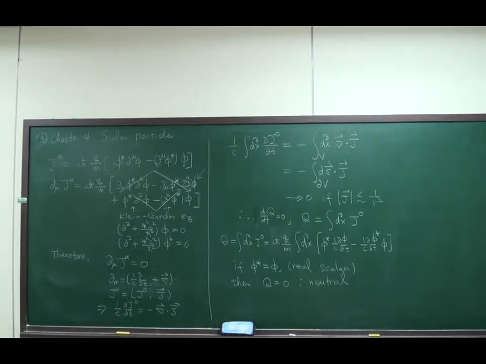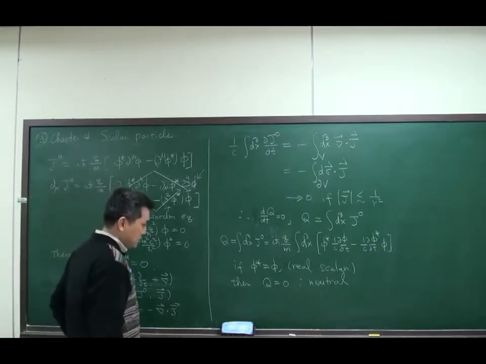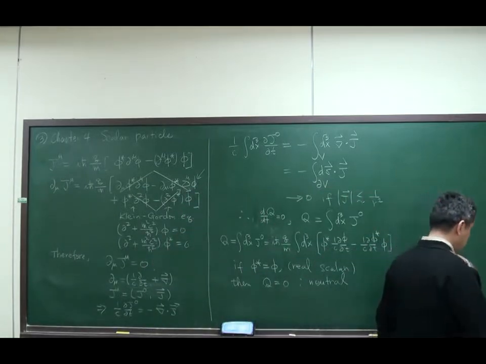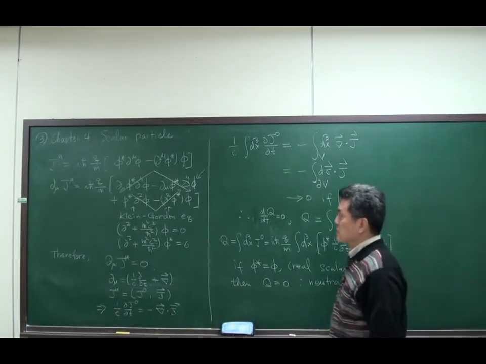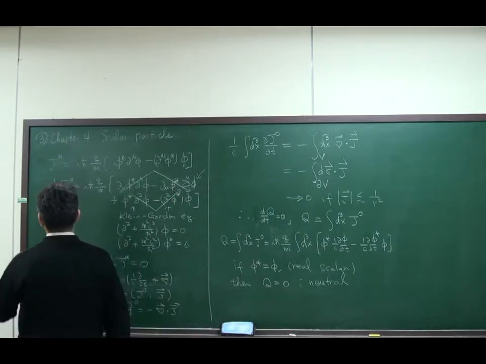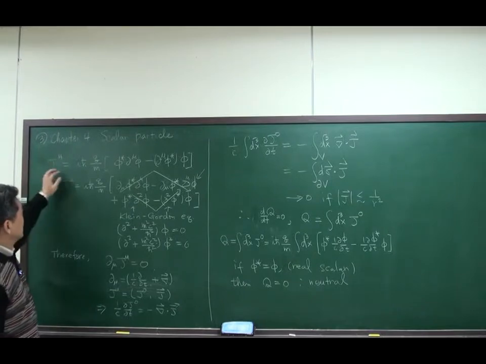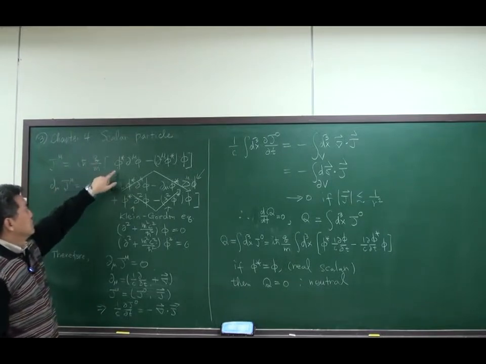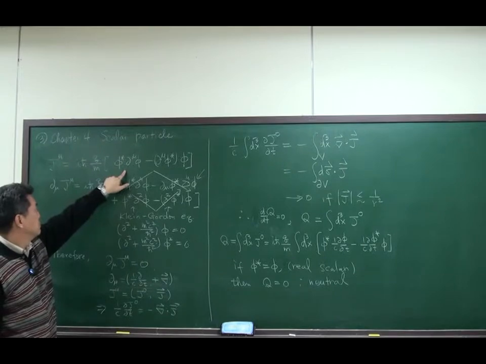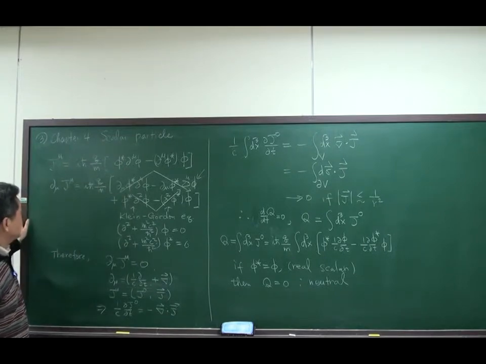Okay, let us consider the scalar particle case at the last time. In the previous class, we derived the current for the charged scalar particle: J^μ = (iħq/m)(φ* ∂^μ φ − ∂^μ φ* φ). And it was interpreted to be charge times momentum divided by mass.